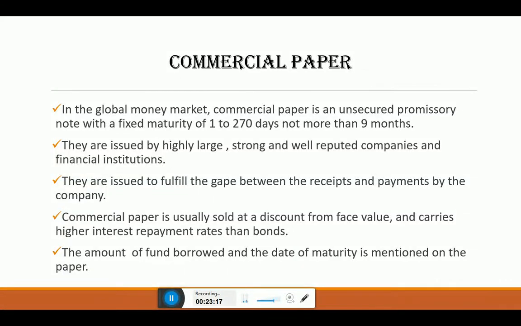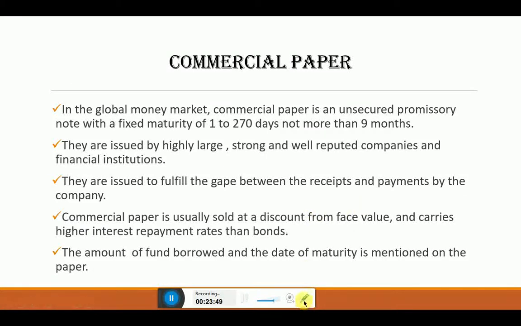Now we have commercial paper. Commercial paper is basically a promissory note. It's used by the traders, the businessmen. They issue these to one another in order to be able to have a credit purchase of anything they are in need of. In the global money market, commercial paper is an unsecured promissory note with a fixed maturity of 1 to 270 days, not more than 9 months.